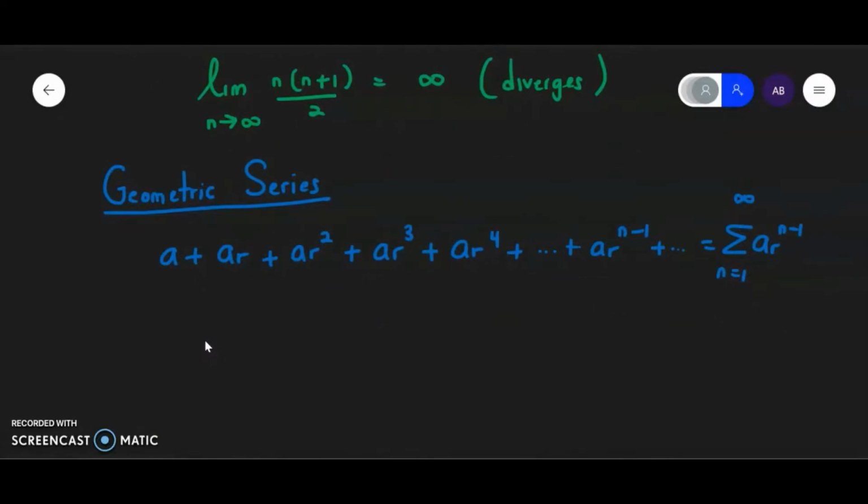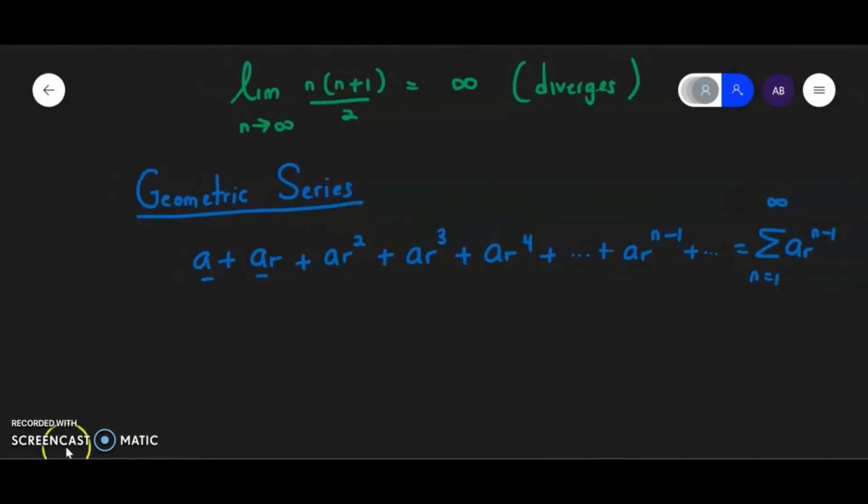Okay, each term here is obtained from the preceding one by multiplying it with the common ratio r. You can see that. Okay.